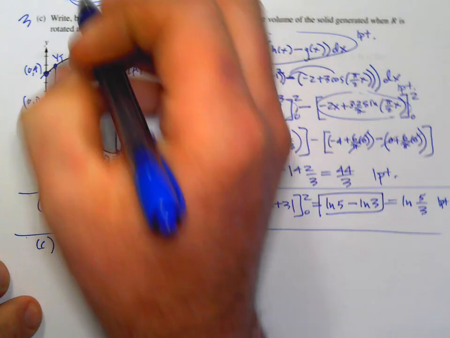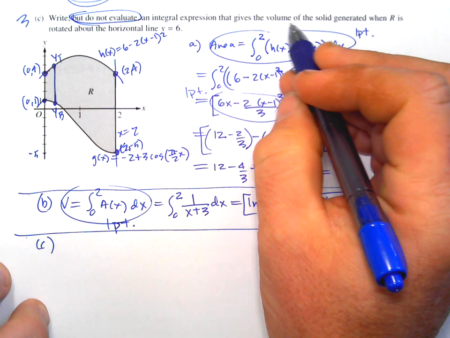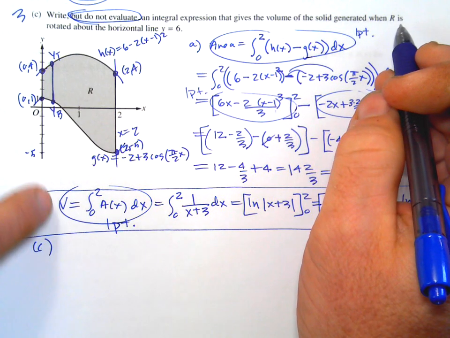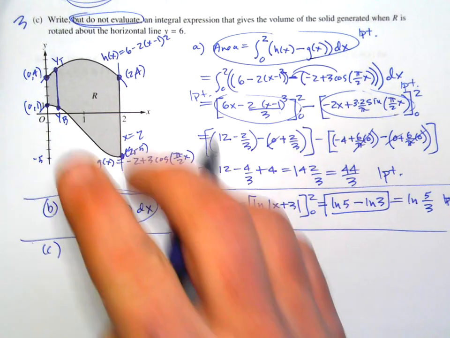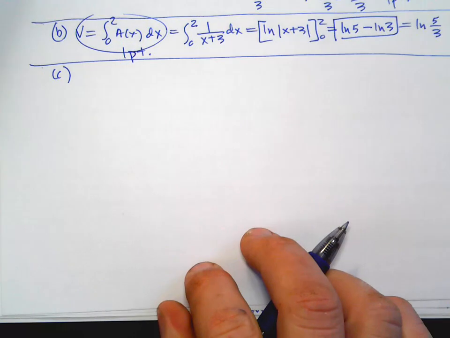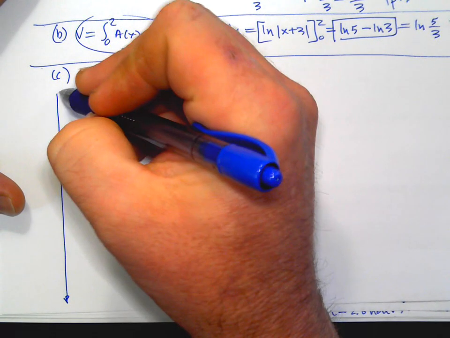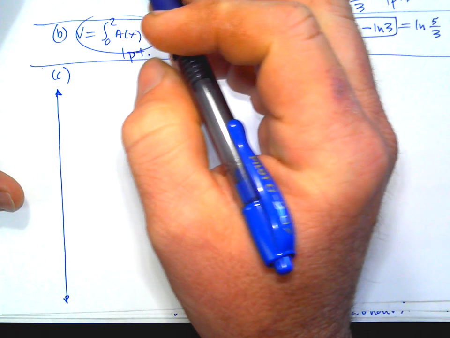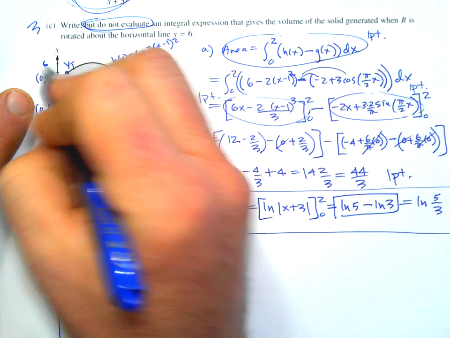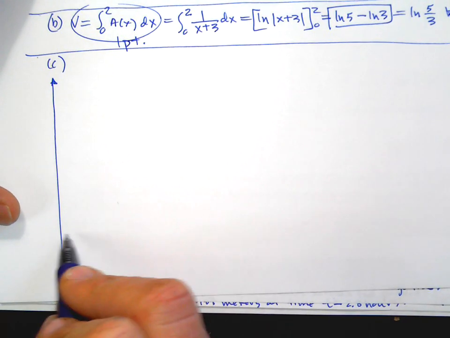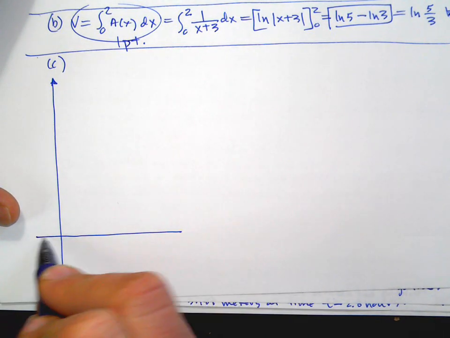C, write but do not evaluate integral expression that gives you the volume of the solid generated when R is rotated around the horizontal line y equals 6. Now my graph up here is really busy and I don't have much room, so I'm going to just redraw this. And it's going to be around y equals 6, which is up here. So we definitely need more room above.